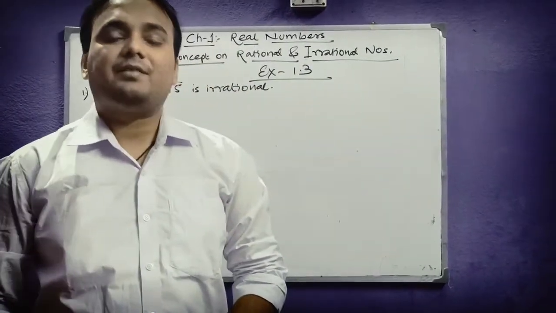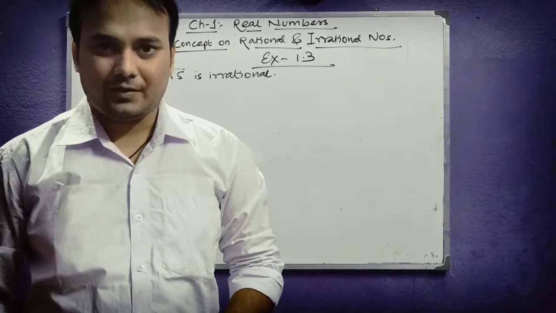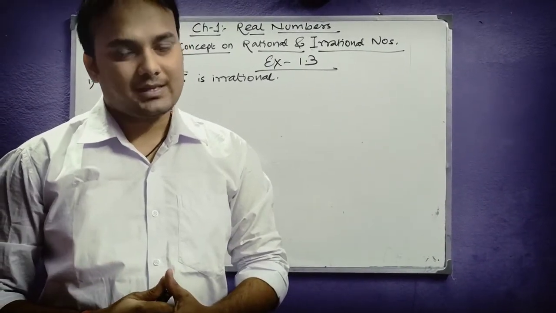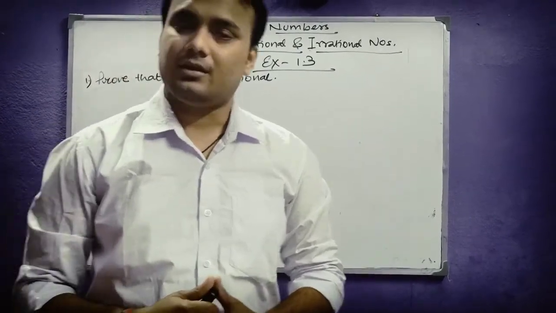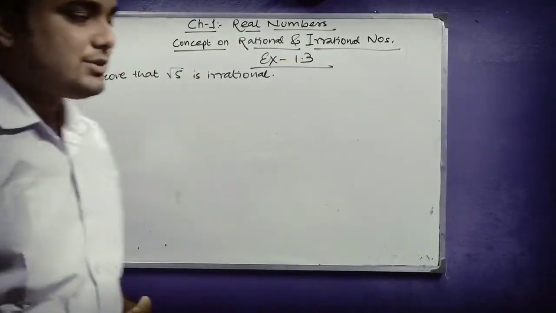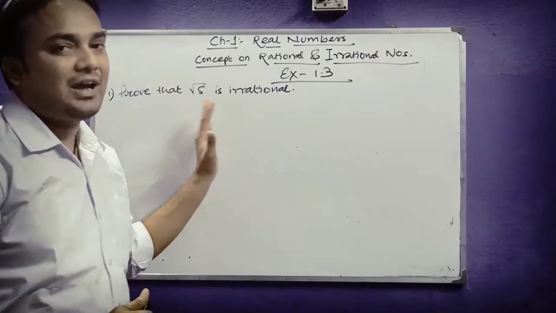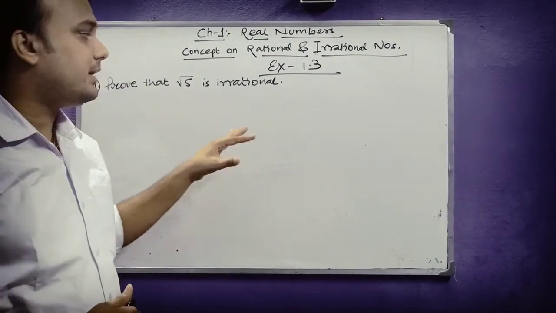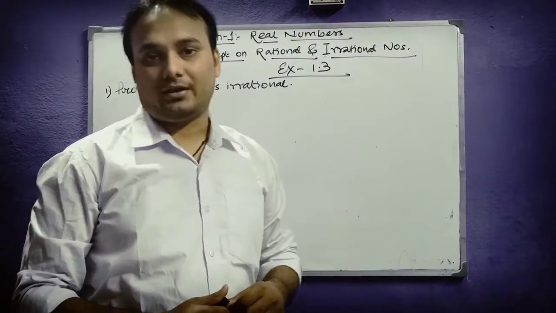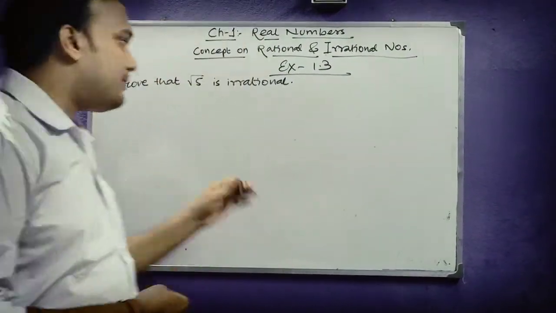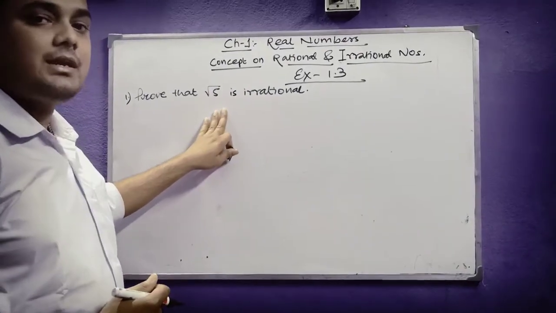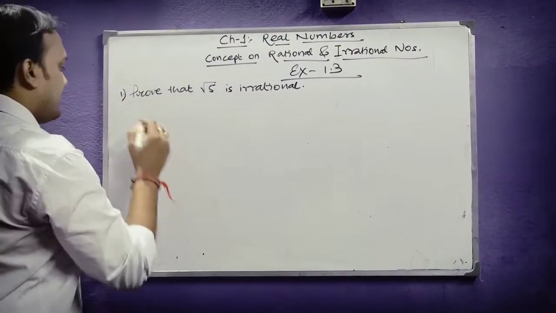Let us begin with our first question of exercise 1.3 itself. This will help you to understand the basic concept of how we will be proving a statement irrational. The question says that we need to prove root 5 is irrational. As I said just now, we will be taking the help of assumption and contradiction. So we will be assuming that root 5 is rational.